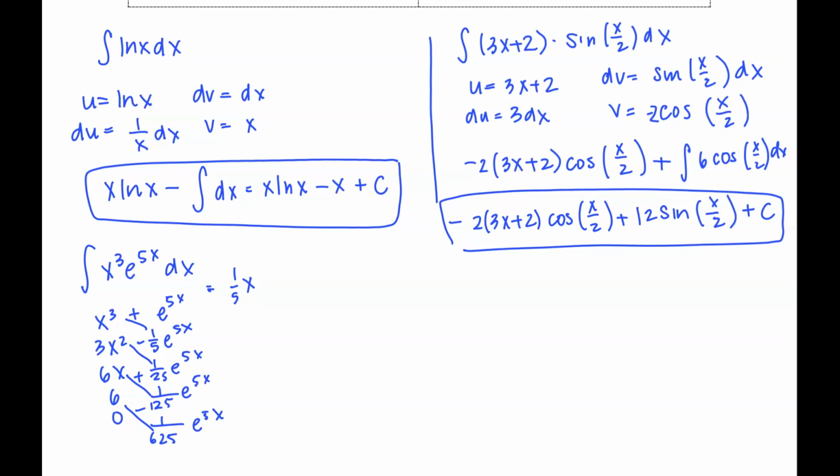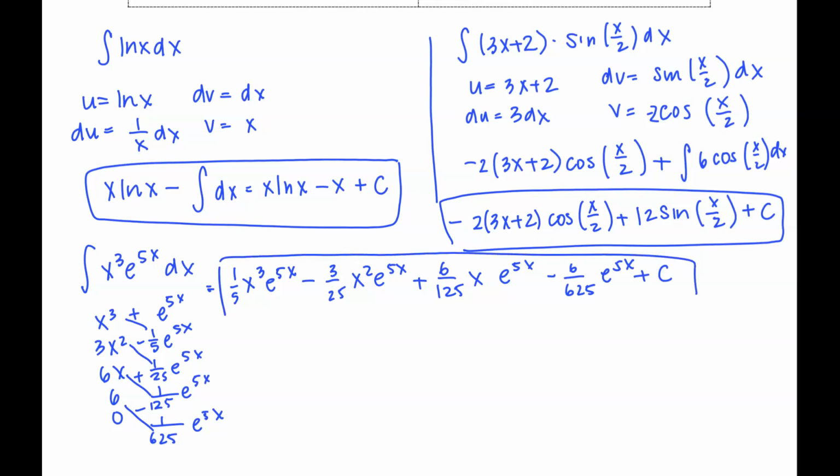All right, we have 1/5 x cubed e to the 5x minus 3 over 25 x squared e to the 5x plus 6 over 125 x e to the 5x, and then minus 6 over 625 e to the 5x plus c. Definitely some patterns here you can leverage to make sure you don't make any silly mistakes like I almost did.